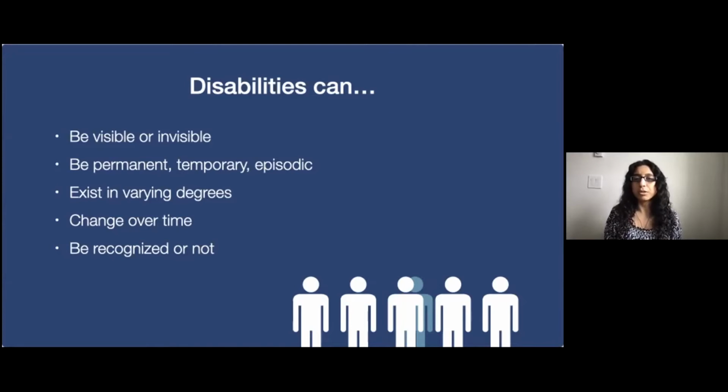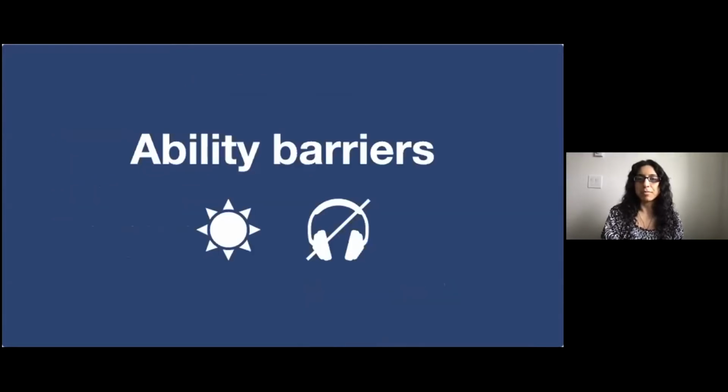You're also excluding people who could be benefiting from your content. And also, you're actually missing out on an opportunity to improve the user experience for all of your users. Because the reality is that everyone will face ability barriers at some point. So what's an ability barrier? Ability barriers are barriers that come up because of our environment or our context.